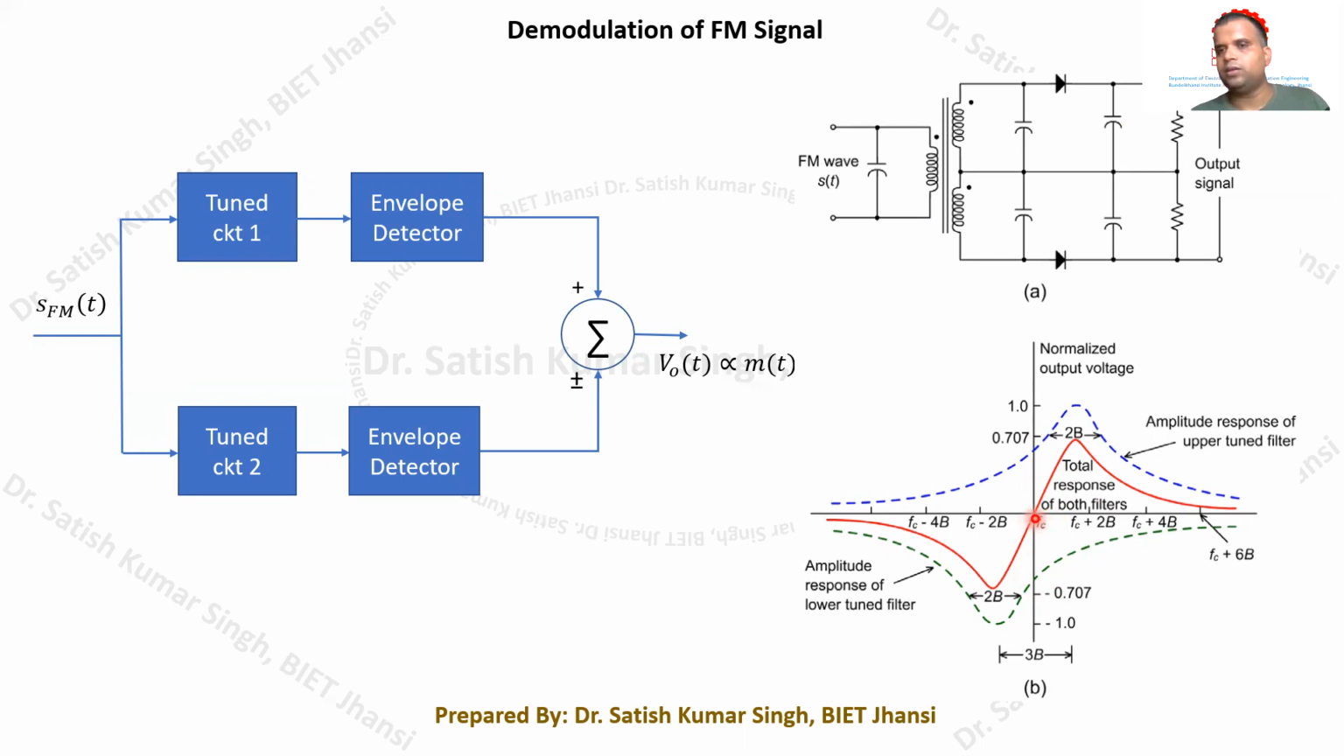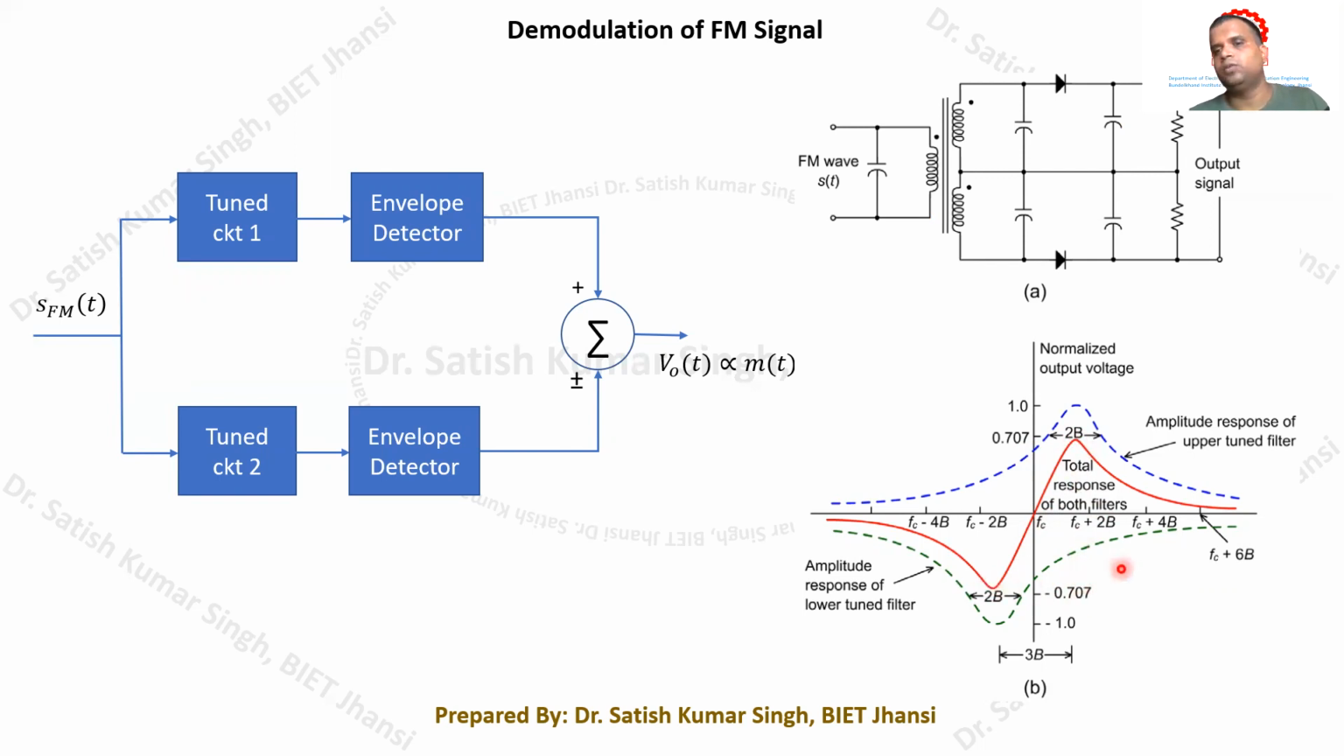This way we have to design our circuit so that within this range, here you can see that at f equals fc, the response that we are going to get is equal to 0. Here, at fc plus 2b, what we are going to get as the maximum value is equal to 0.707.